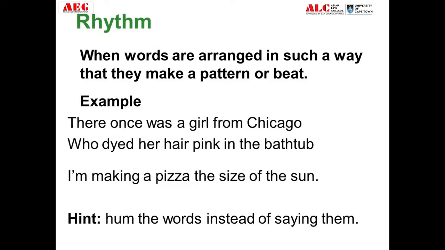So when words are arranged in such a way that they make a pattern or beat, for example, "There once was a girl from Chicago. I'm making a pizza the size of the sun." See, rhythm matters here. I'm making a pizza the size of the sun. There once was a girl from Chicago. That's why every song has a rhythm. When we dance, there are beats, they have rhythm, right?